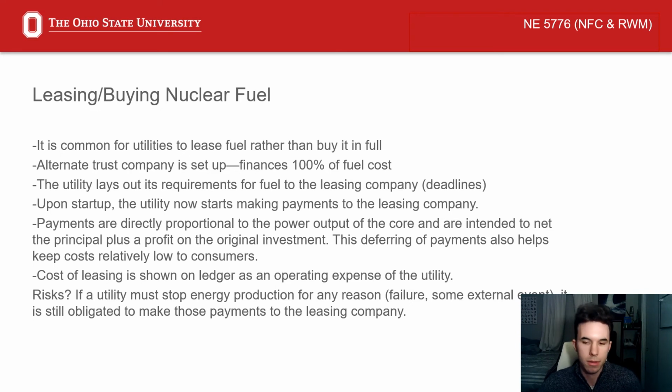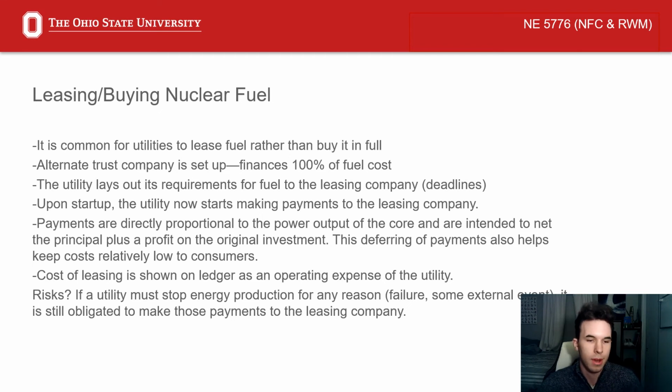This deferring of payments helps keep costs relatively low to consumers, because if utilities don't have to pay for all of the fuel directly up front, fuel of course can be very expensive, then you don't have to immediately place that burden on consumers. You can offer them lower prices initially. So the cost of leasing is also shown on the ledger, usually as an operating expense on the part of the utility.